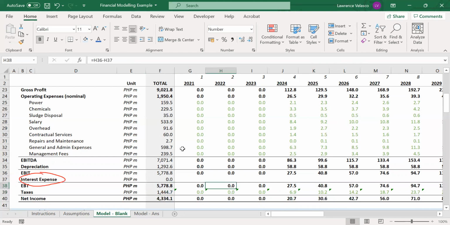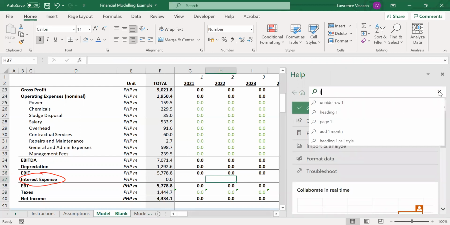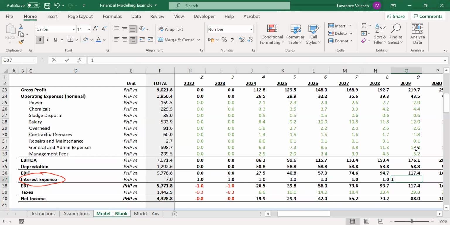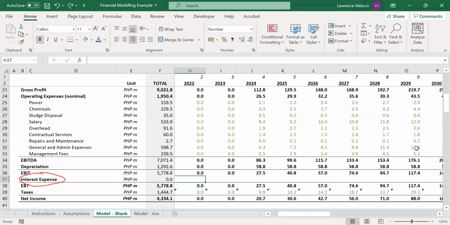Pero okay lang kasi maglagay ka ng kahit anong number, 1, 1, 1, 1, 1, 1. You know na ika-calculate na siya automatically ng model mo. Okay? So, let's delete it first.